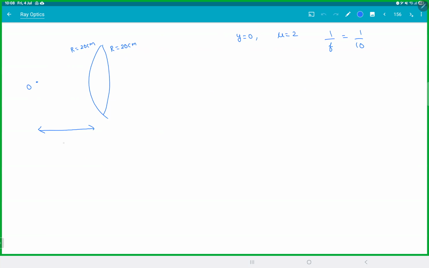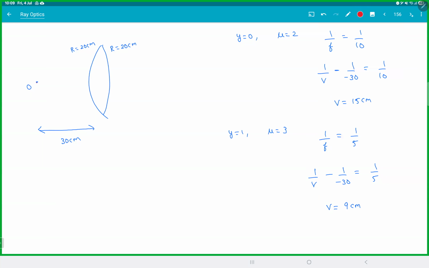Object is at 30 centimeters. So 1 by v minus 1 by minus 30 is 1 by 10. How much is this? 1 by 10 minus 1 by 30, so v is 15 centimeters. So the center one will form at 15 centimeters. When y = 1, mu = 3. 1 by focal length will be (3 minus 1) times 1 by 10, that is 1 by 5 centimeters. 1 by v minus 1 by minus 30 is 1 by 5. How much is this? 6 minus 1. Yeah, 9 centimeters. You got a good number.